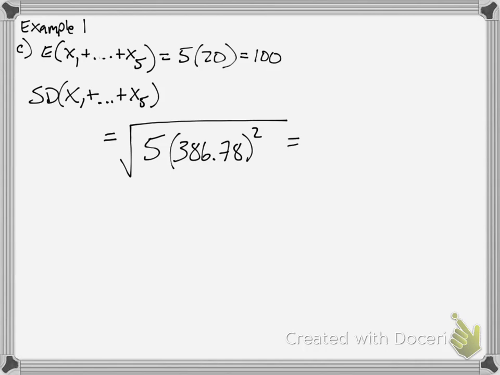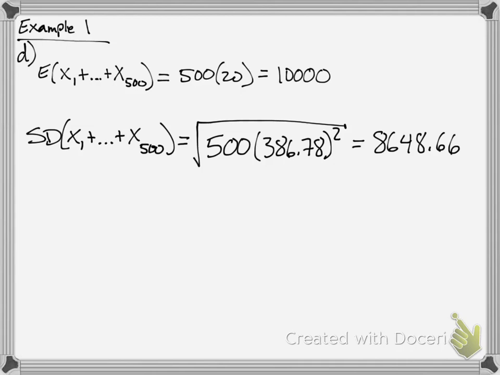So we're just taking 5 and multiplying that times our standard deviation squared. So that's going to give us approximately $8,648.66 is going to be our standard deviation. Alright, sorry that I was looking at the wrong example there. It's actually going to be $864.87.